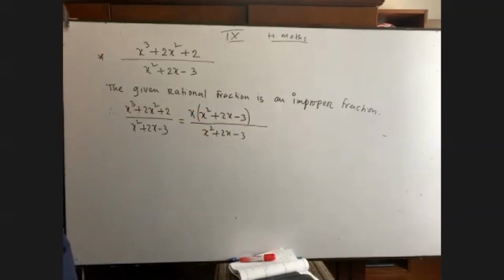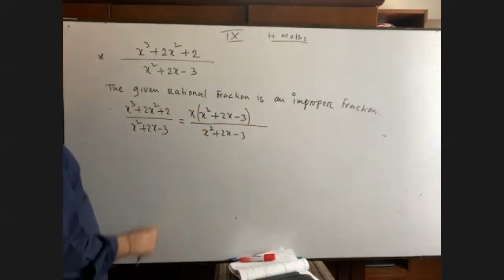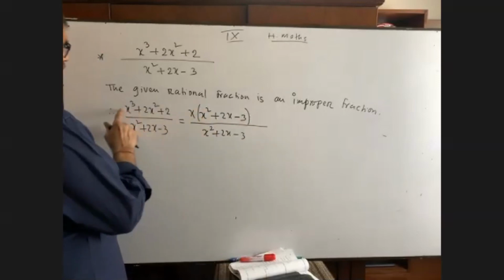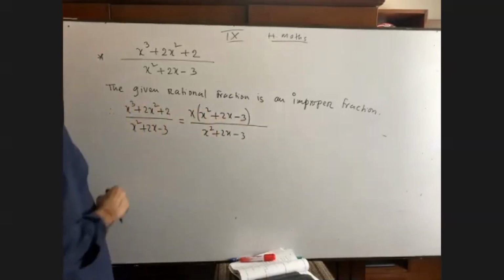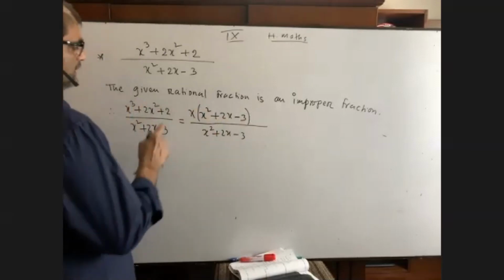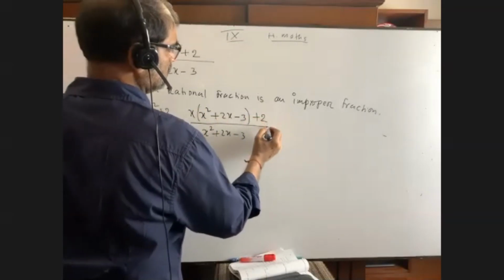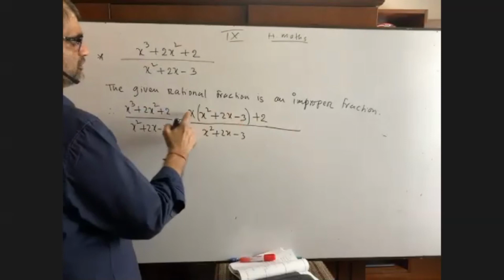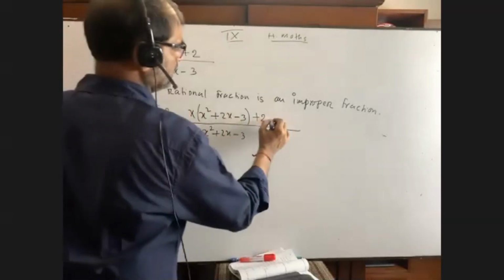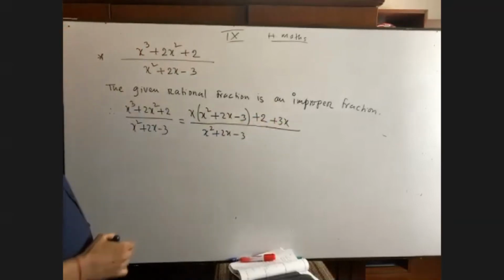Okay, now we are taking x. Now try to multiply x into x square, that is x cube. x into 2x, that is 2x square. Then it is what? 2. This is 2. But there is minus 3x, minus 3 into x, minus 3x. So we need here plus 3x. Have you got it?